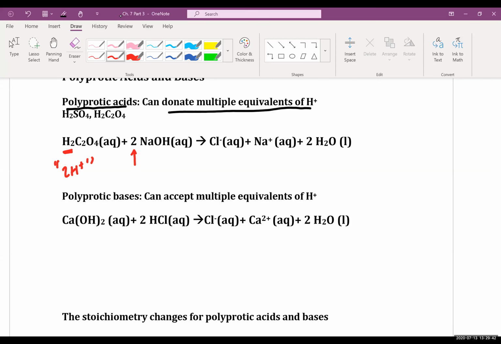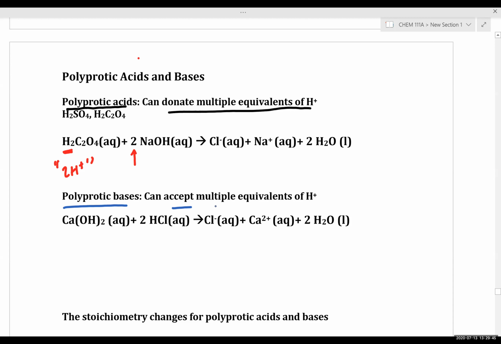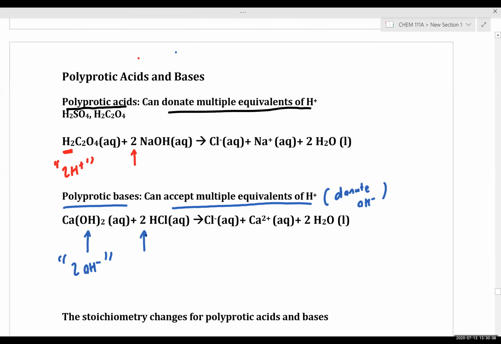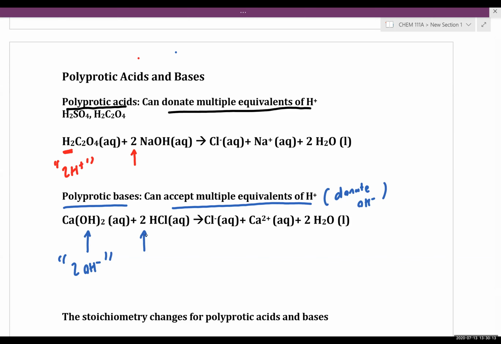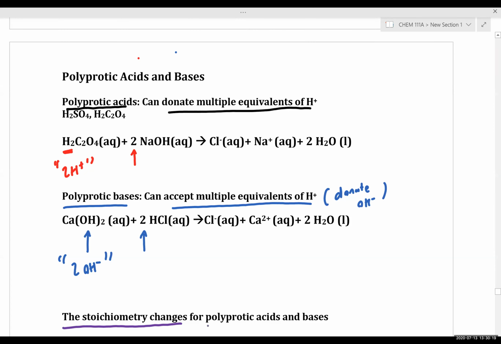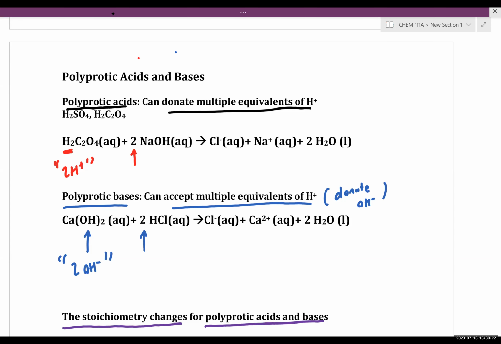Likewise, polyprotic bases can accept multiple equivalents of H+. Or you can think of it as they're donating OH minus. So calcium hydroxide has 2 hydroxide equivalents, and as a result, in chemical reactions, it requires 2 equivalents of hydrochloric acid. Now, as we can clearly see from both of these chemical equations, the stoichiometry changes for polyprotic acids and bases.